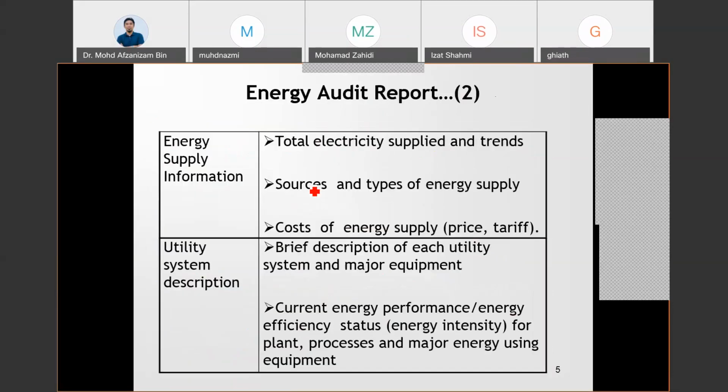And then supply information. Normally they will go for the electricity supply and trend or pattern. Source and type of energy supply, meaning whether you go on a machinery basis, building basis or plant basis. So it depends how you want to investigate your auditing process, maybe in terms of cost or supply. Utility system description: a brief description of each utility system and major equipment. Just go for a very brief one in terms of the utility. Current energy performance or historical data you may put in your presentation.